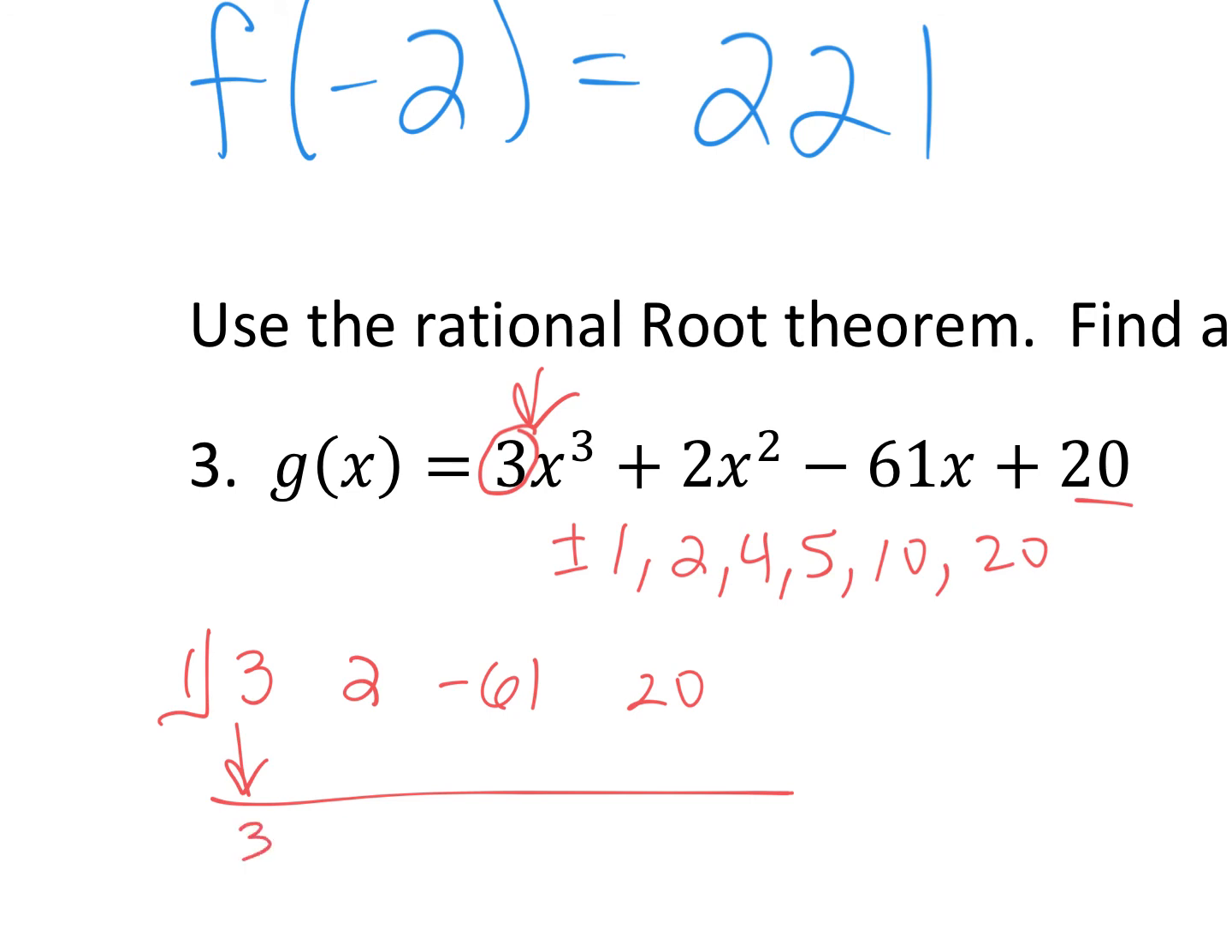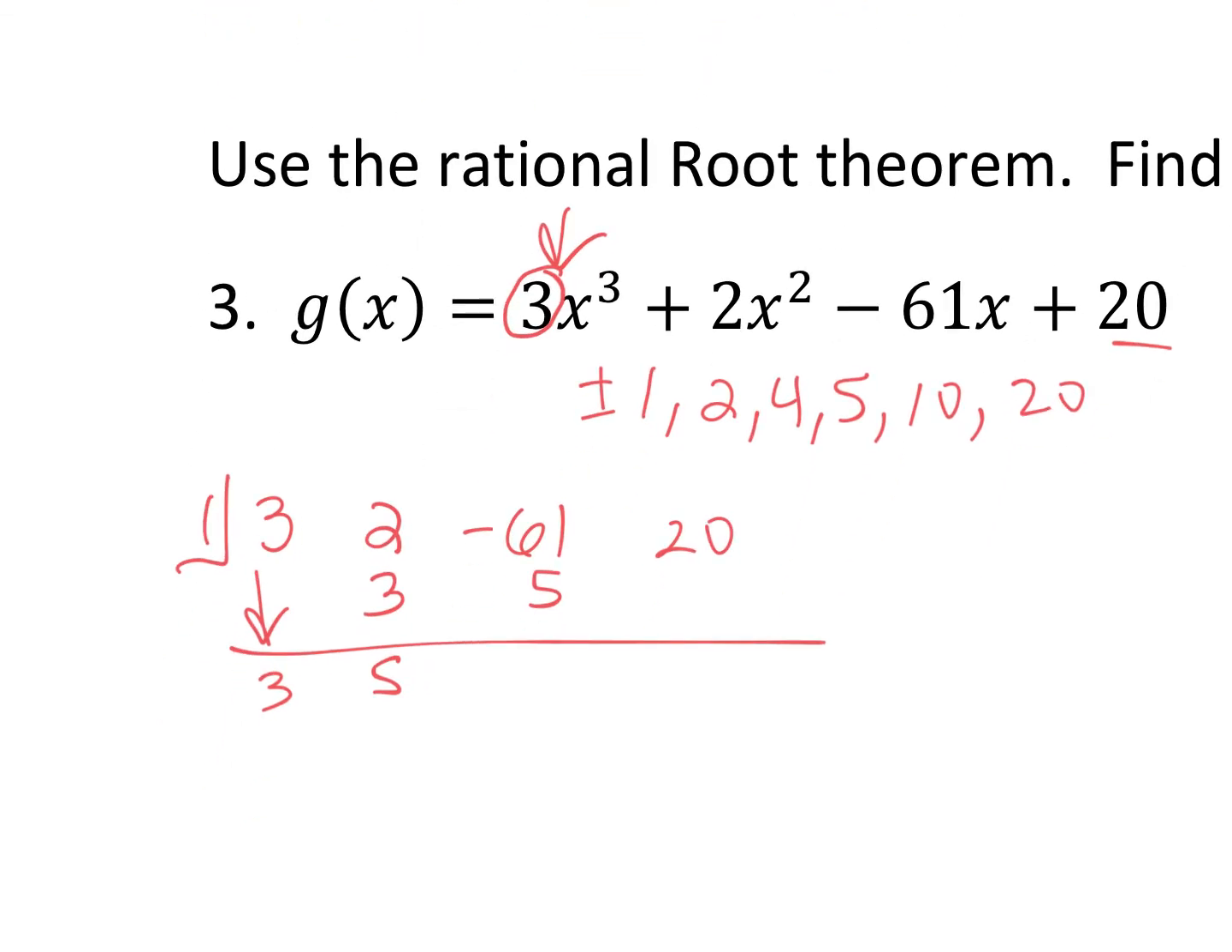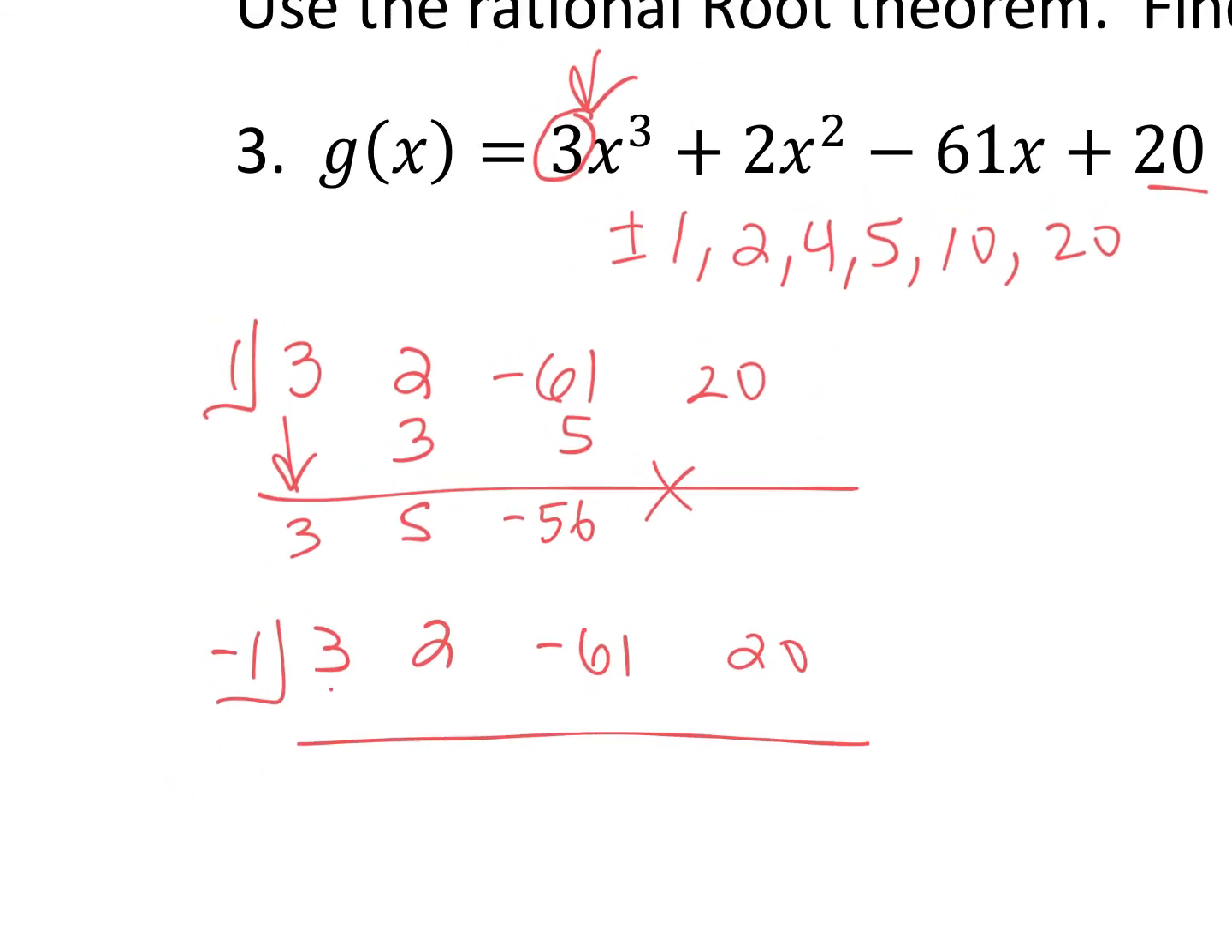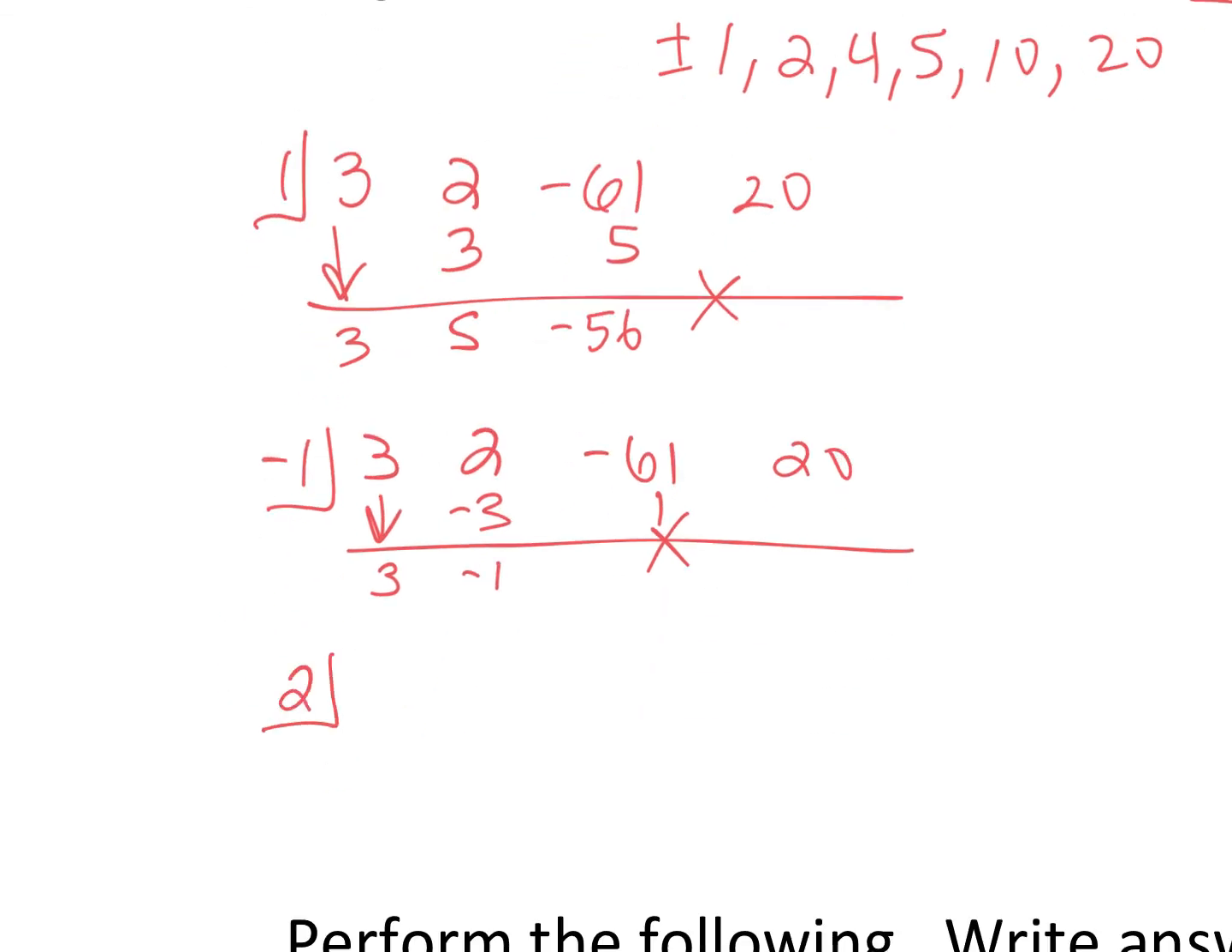So bring down your 3. 3 times 1 is 3. 2 plus 3 is 5. 5 times 1 is 5. Negative 61 and 5 is negative 56. This isn't going to work, so let's go to negative 1. 3, 2, negative 61, and 20. Bring down your 3. 3 times negative 1 is negative 3. 2 and negative 3 is negative 1. Negative 1 and negative 1 is 1. This one's not going to work, so go to 2.